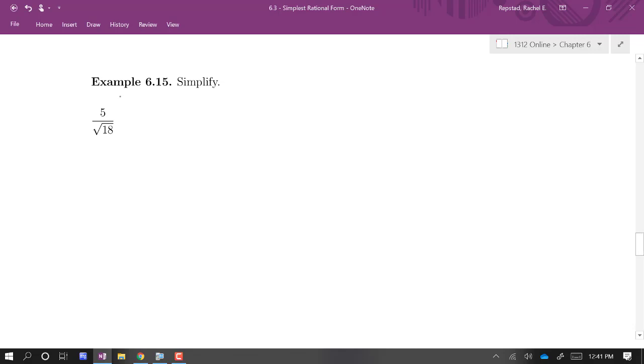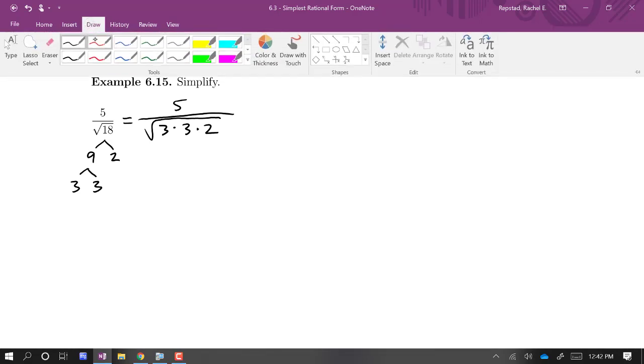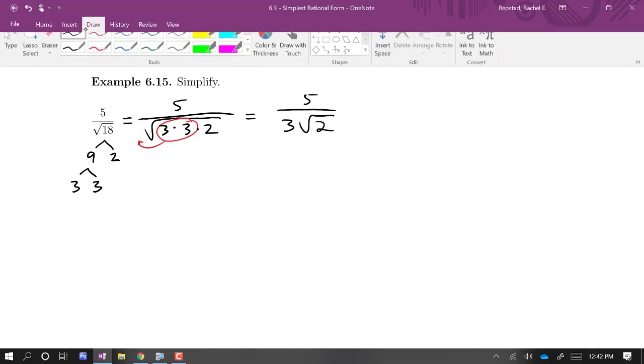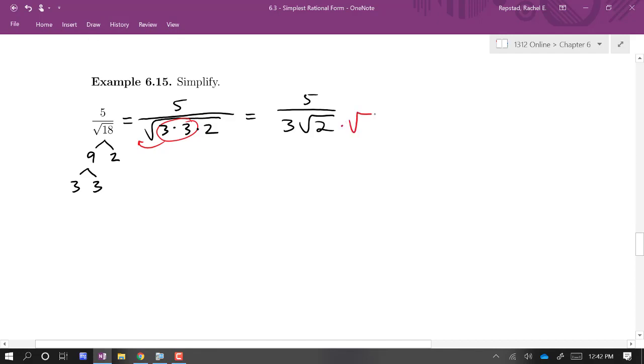When I start this process, I always simplify any radicals I see first. So 18 is 9 times 2, and 9 is 3 times 3. So I'm going to begin by simplifying this radical by taking out a 3. So I have 5 divided by 3 times the square root of 2. Now when I look at this fraction, the problem is I've got the square root of 2. So I'm going to multiply the top and the bottom of this fraction by the square root of 2.